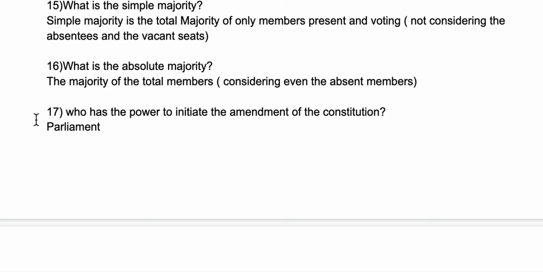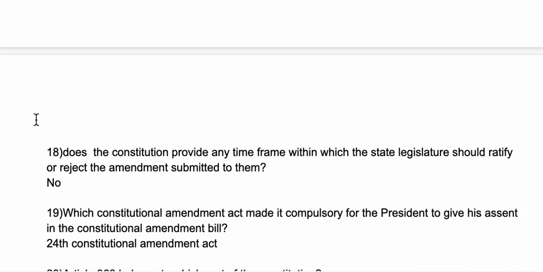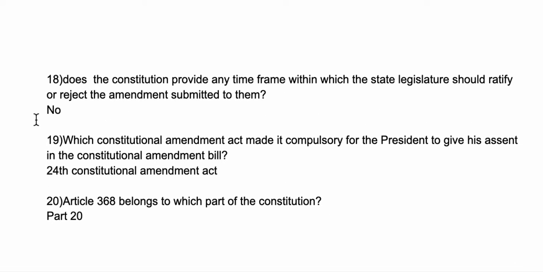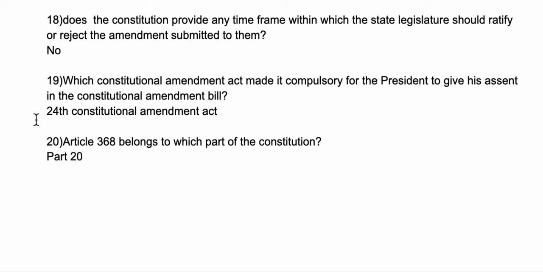Now 17th question, who has the power to initiate the amendment of the constitution? So it is the Parliament. The Parliament has the power to initiate the amendment of the Constitution. 18th question, does the Constitution provide any time frame within which the state legislature should ratify or reject the amendment submitted to them? No. 19th question, which Constitutional Amendment Act made it compulsory for the President to give assent to the Constitutional Amendment Bill? So it is the 24th Constitutional Amendment Act.